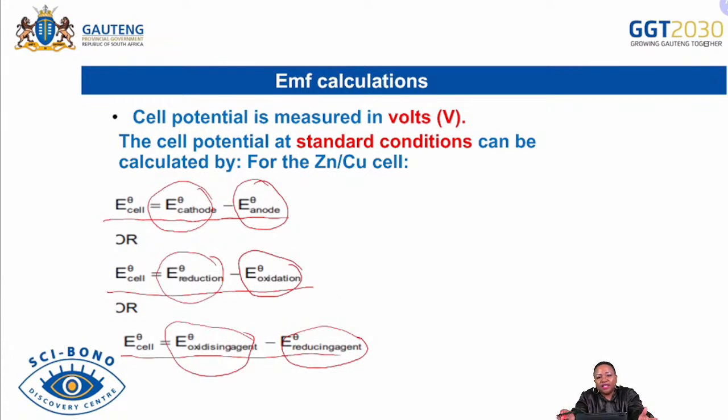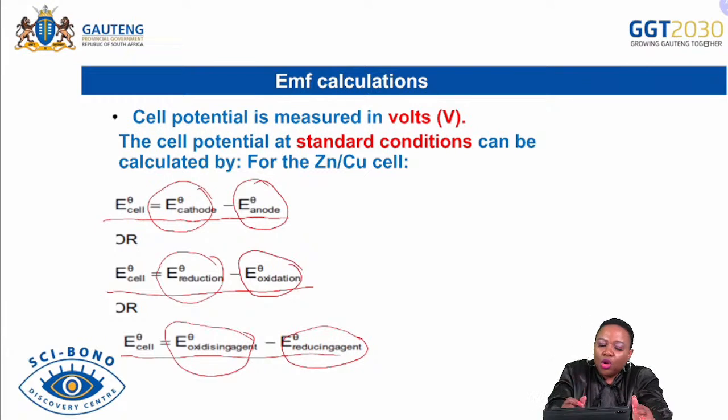Firstly, you need to identify your oxidation reaction and your reduction reaction so that you can see where the cathode will be and where the anode will be. So if we use the one of zinc and copper, you will see that zinc will undergo oxidation. So it means E theta cell is equal to E theta cathode.